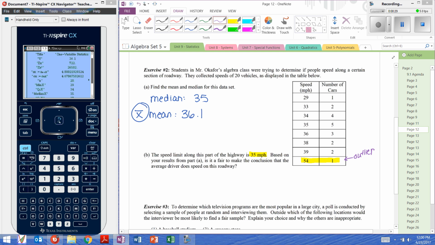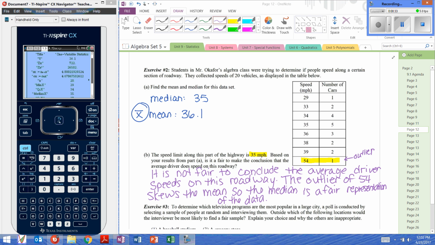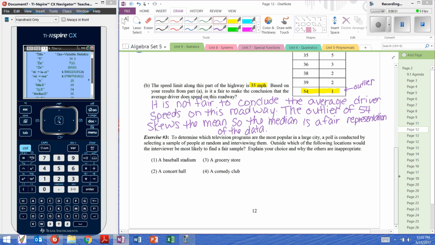Oops, so let's write that in a sentence. All right, so what I wrote here is, it is not fair to conclude the average driver speeds on this roadway. And let's talk about why. So the outlier 54 skews the mean, so the median is actually a fair representation of the data. All right, let's move on to exercise 3.